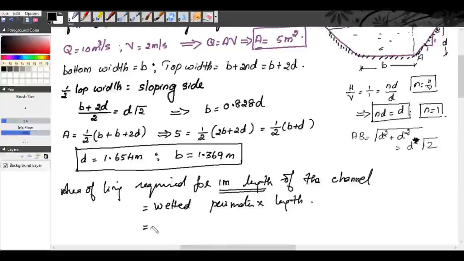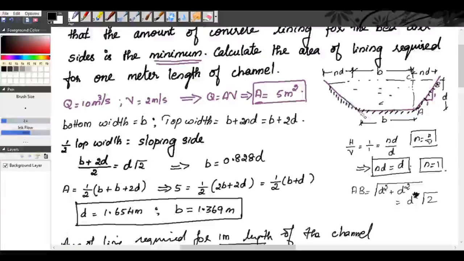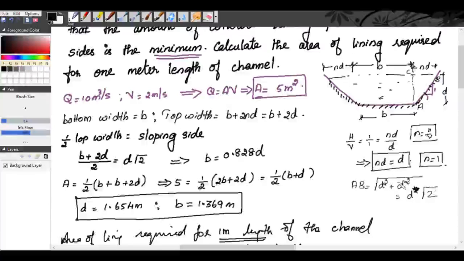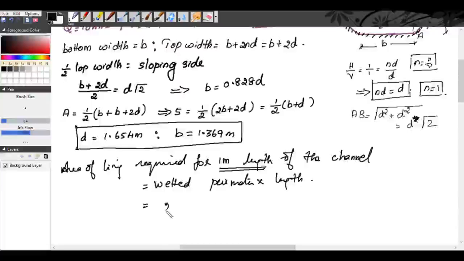So what is our wetted perimeter? Wetted perimeter is this sloping side plus B plus sloping side. So sloping side is D root 2. So 2 sloping sides, 2 into D root 2 plus B. So this is our wetted perimeter multiplied by length, which is 1 meter. So you can substitute the values for D and B. We get the area of lining required for 1 meter length of the channel as 6.047 meter square.